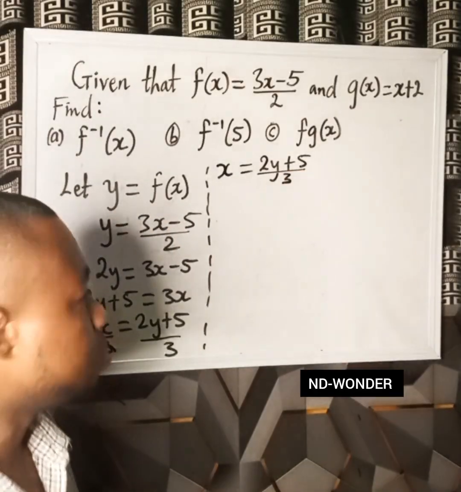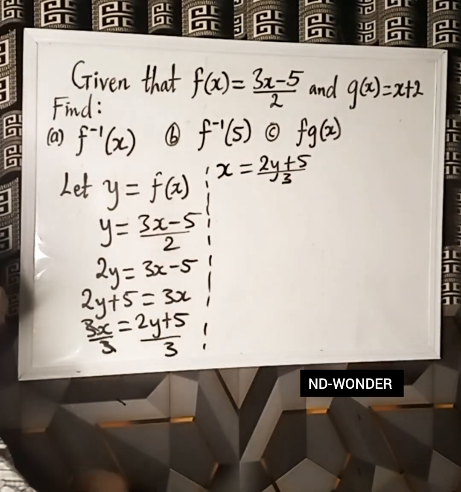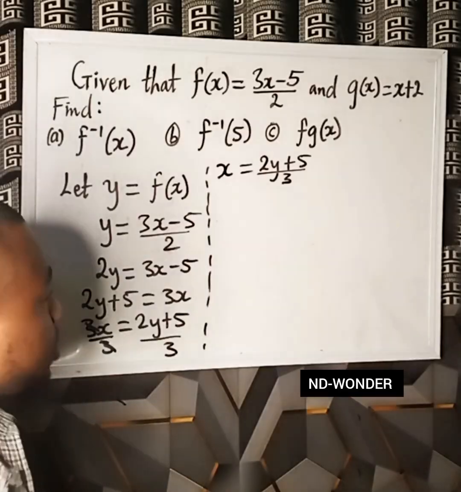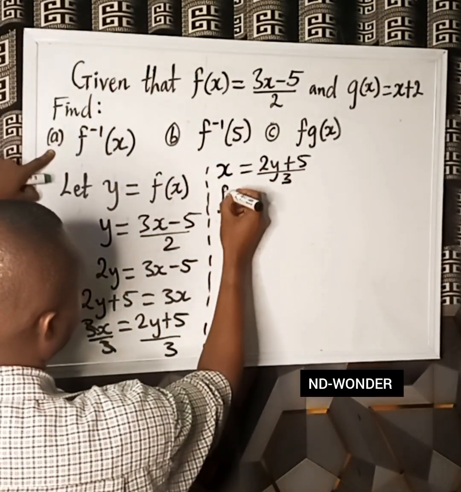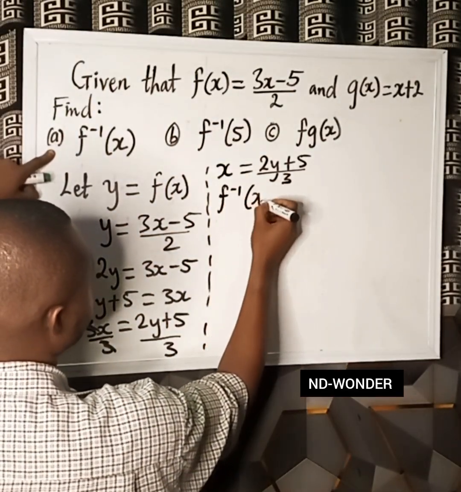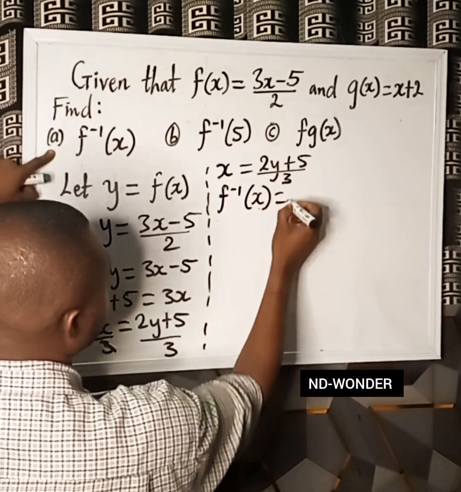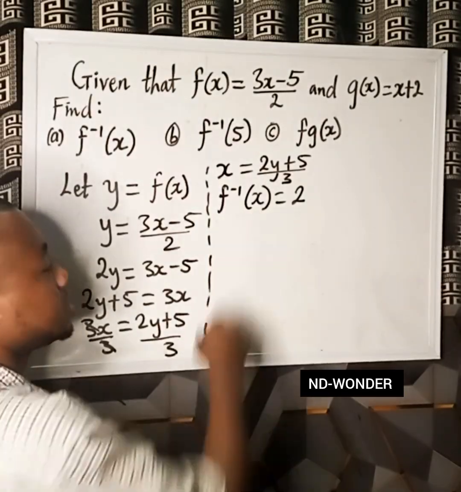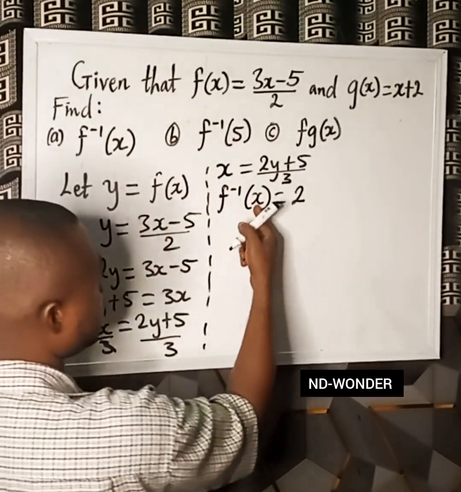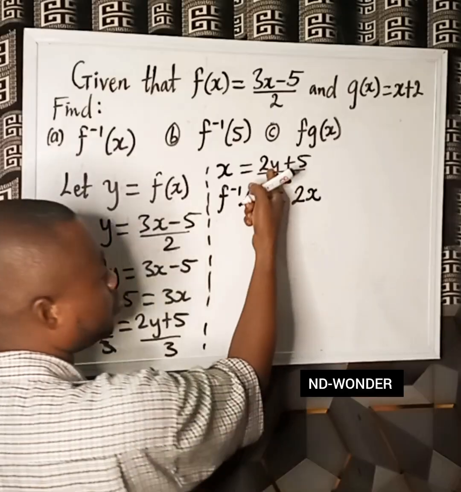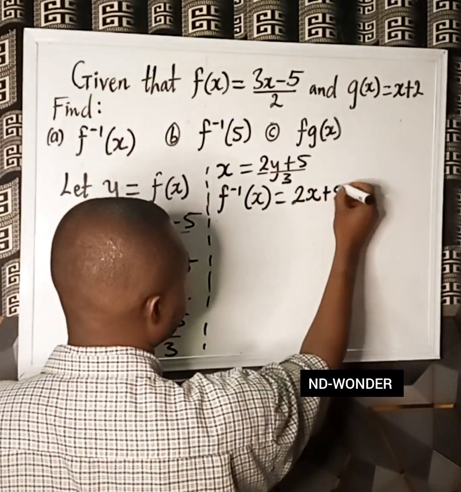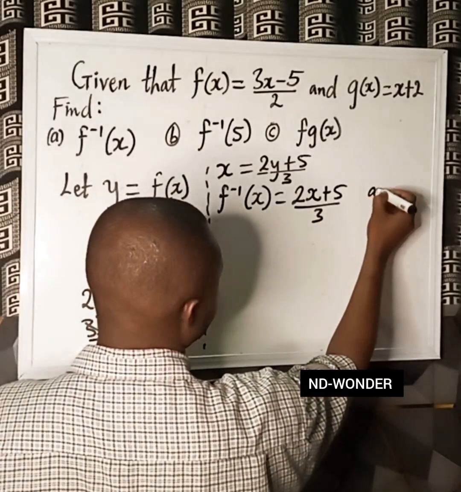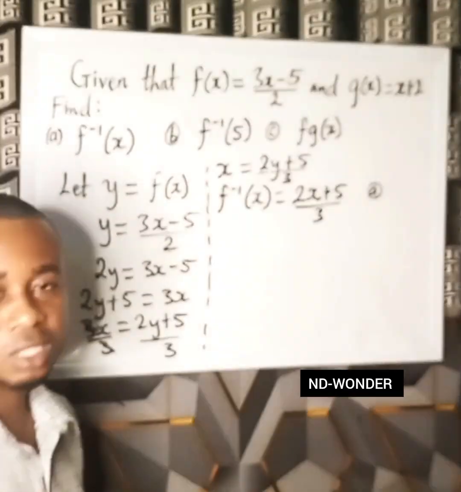But we need to take note that we are looking for f inverse of x. If that happens to be the case, we say f inverse of x will be equal to 2. We remember that x is always the input. So in this case, we plug in x here. We no more have y, then plus 5 all over 3. So this becomes the answer to question A. That is the solution.